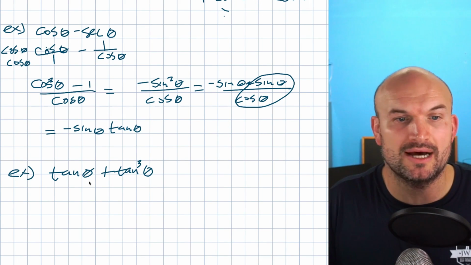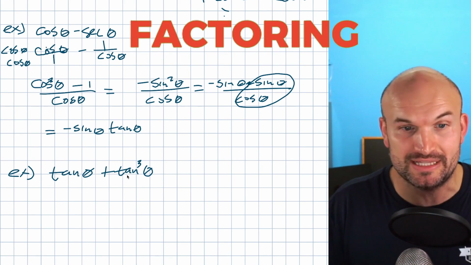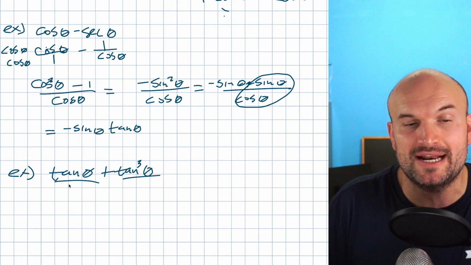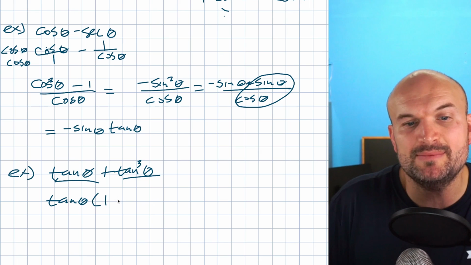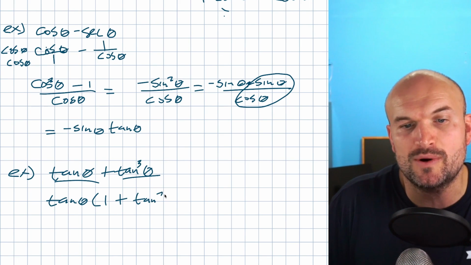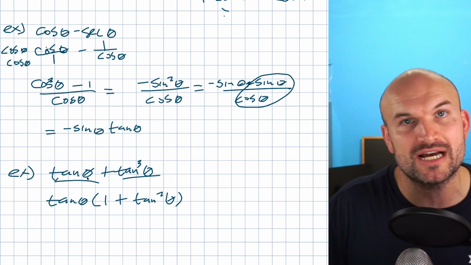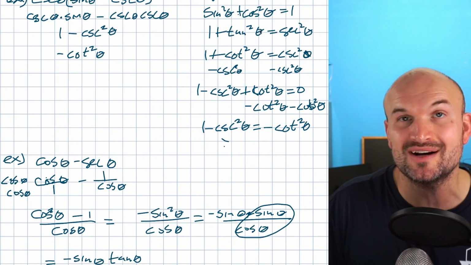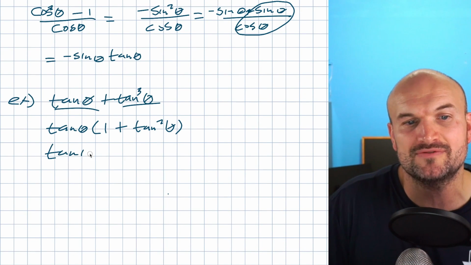In this next example, rather than trying to combine these, we're looking to simplify them by factoring, or to rewrite this as a product. What I notice is they both share a tangent of theta. So I can factor out that tangent of theta. That leaves me with 1 plus tangent squared of theta. Thinking about this tangent squared, let me check my Pythagorean identities. You can see 1 plus tangent squared is equal to secant squared of theta. So I can rewrite this as tangent of theta times secant squared of theta.